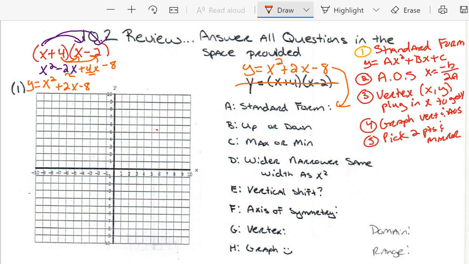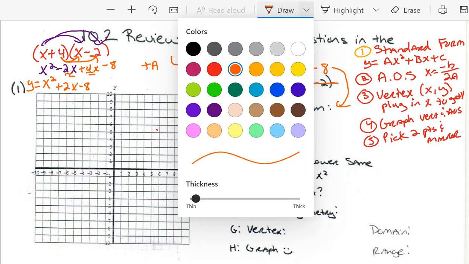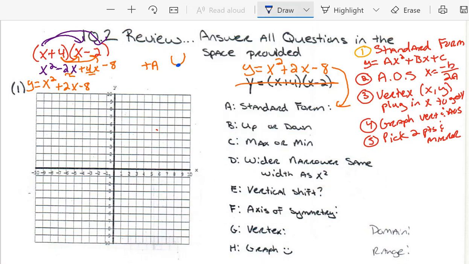Again, the A value determines that. If A is positive, that means it's going to open up. And because it opens up, that means that our vertex is a minimum. It's the low point. So it's going to be up and it's going to be a minimum. So those will be our answers for B and C. I wrote in the directions to ignore D and E for right now. Some of you might remember what the vertical shift is going to be, but you really don't have to worry about that right now. We'll talk about that in class, our next session.